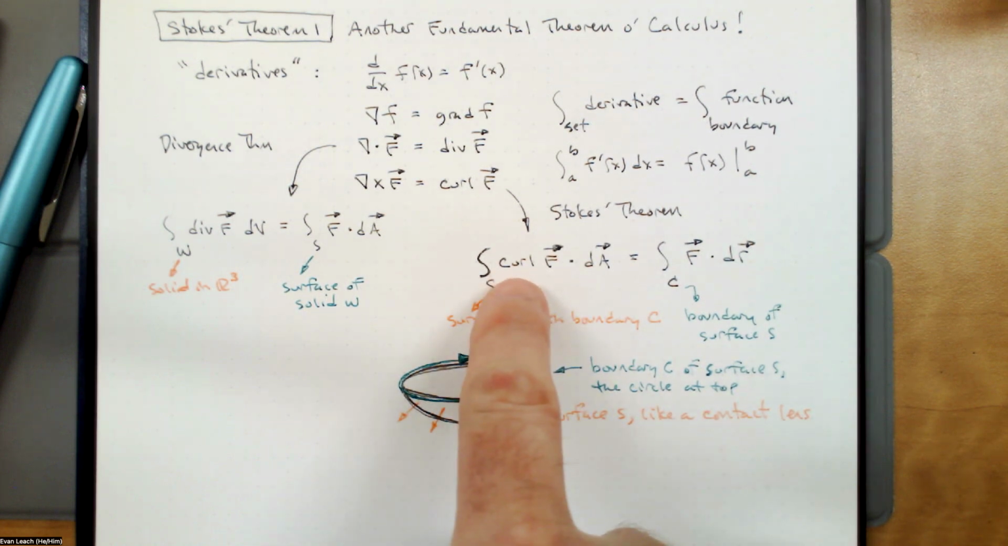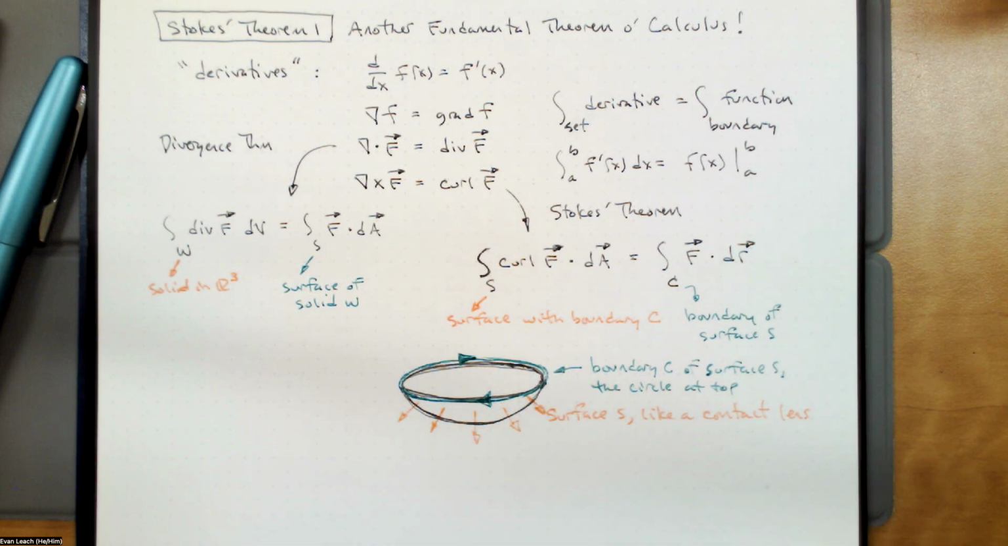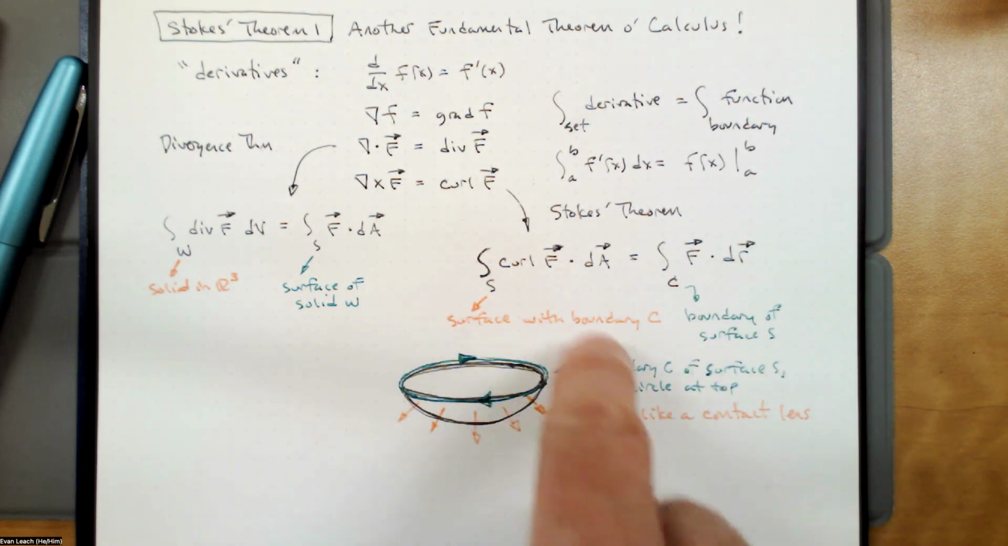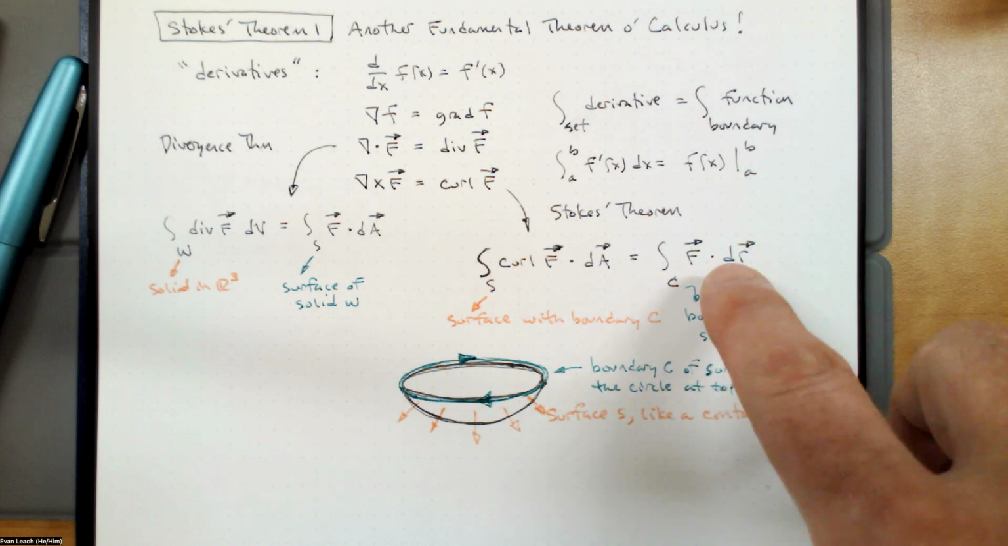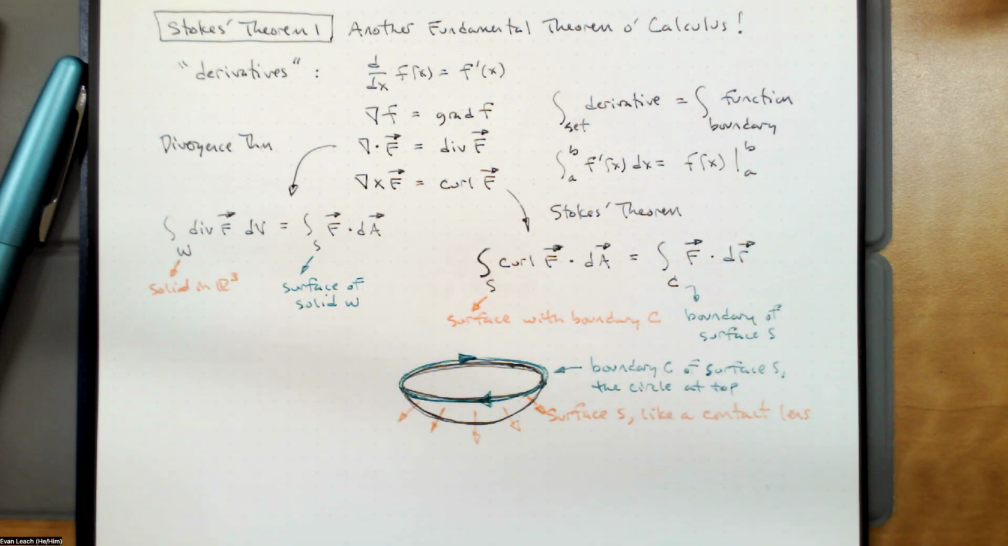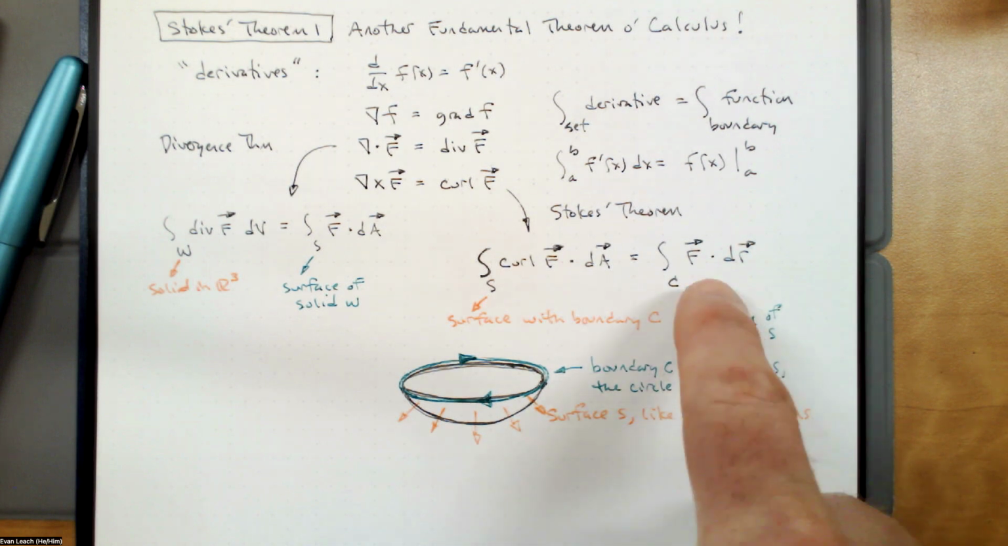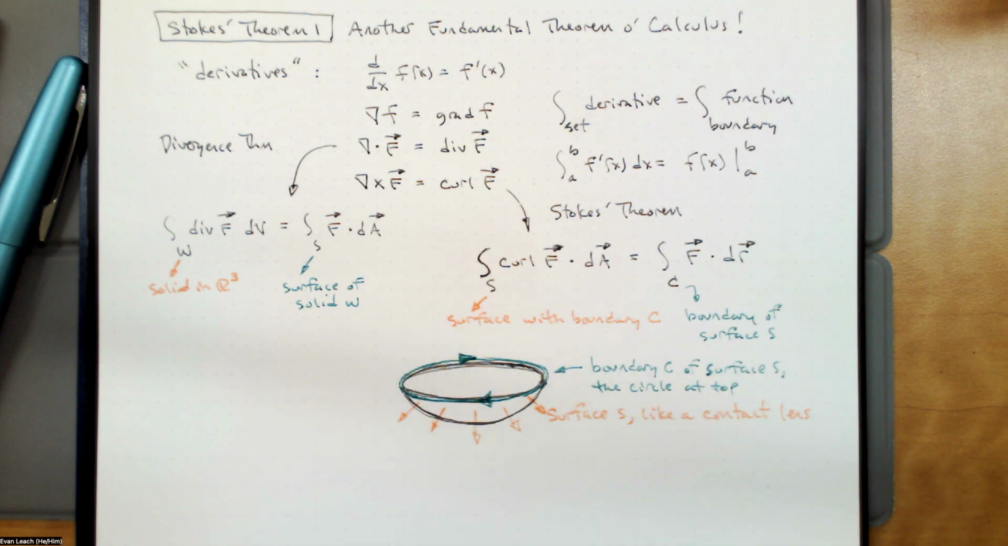So here we are adding up the curl at all the points on this surface, and we can measure that just by looking at the vector field going around the boundary of the surface. Rather than adding up the curl at all the points on the surface, we just look at how the vector field is flowing around the boundary of the surface. So all that curl is summed up by looking at the vector field at the boundary. All the spin at all the points on the surface, we can sum that up by evaluating the vector field around the boundary of the surface.